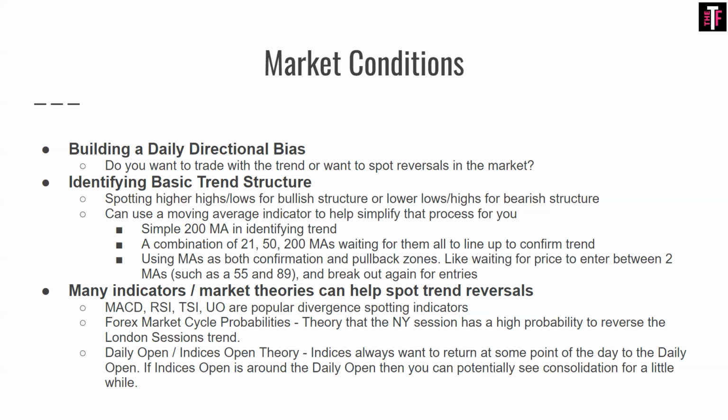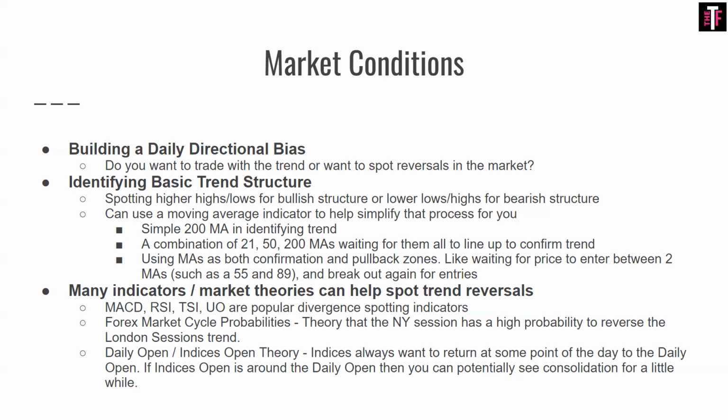So next thing is identifying basic trend structure. This is like trading 101. Spotting higher highs and higher lows for bullish structure, lower lows and lower highs for bearish structure. You can use things like moving average indicators to help simplify that process for you. I went over some quick examples.